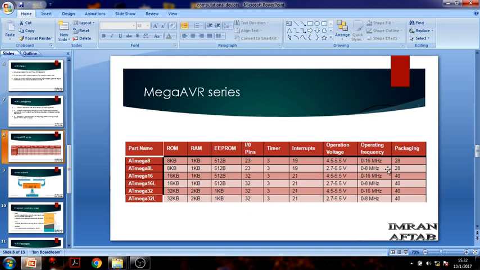And the operating frequency is 0 to 16 megahertz, but here we will use 12 megahertz. You can change it as per your requirement or your need for speed, but here we will use 12 megahertz. So this is the specification of the microcontroller we are going to use in the next videos.